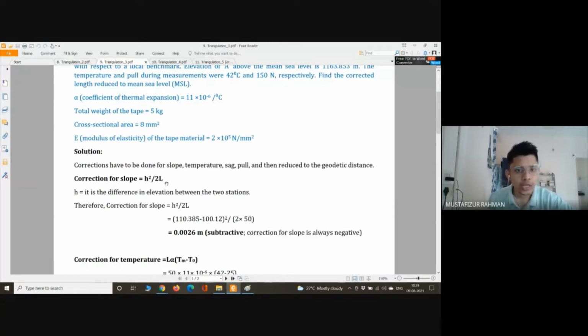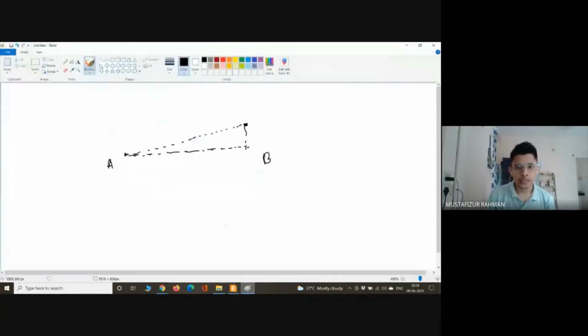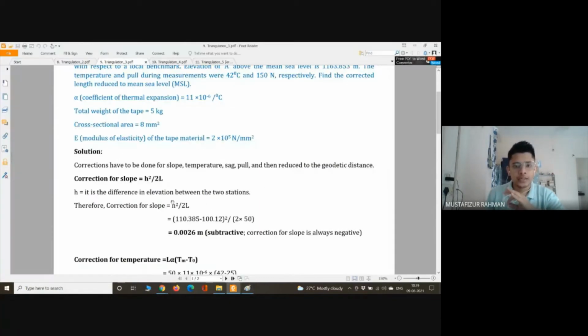So we have this formula, h squared by 2l. What is h? H is the difference between these 2 points. We are measuring A point here and we are measuring B point here. So what is the difference between point A and point B? That is our h. So first we have to take that, and that is going to be given by the difference of the RL that we have measured from local benchmark.